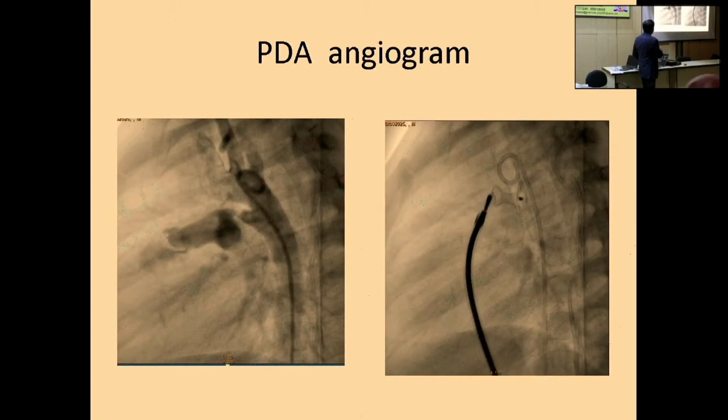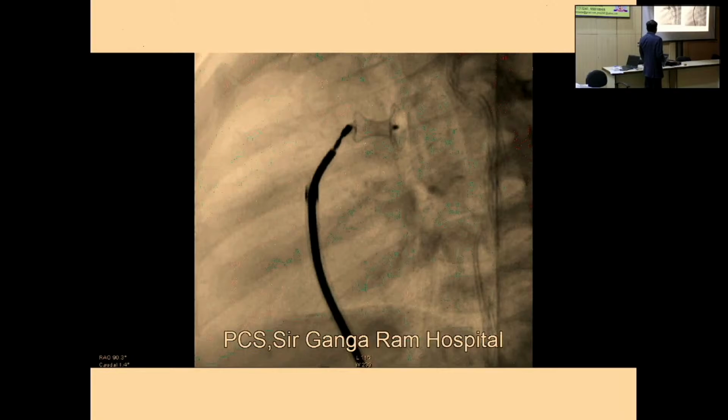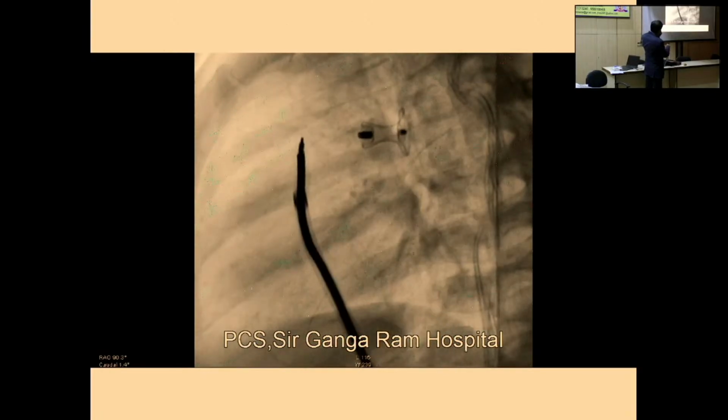Again I want to show what the PDA is. On angiogram, see, this is the ampulla, this is the PA end. This is the pulmonary artery, this is the aortic end. So I want to measure this end in the echo to put a device. So just the correlation. Yeah, so the device is released.